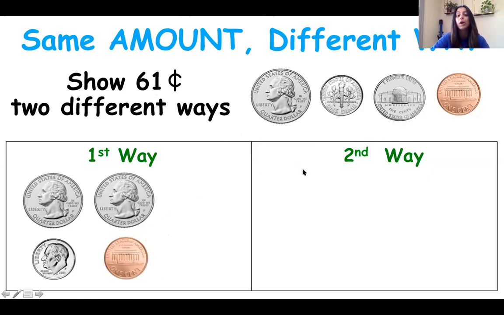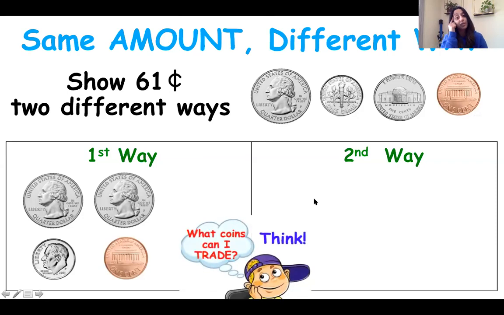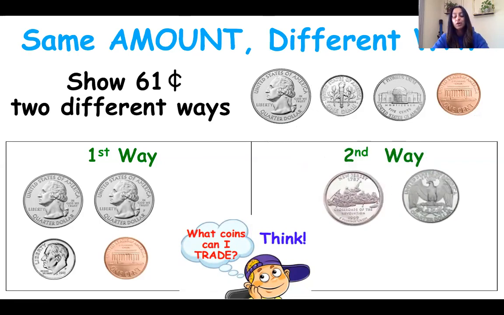Now we need to show a second way to make 61 cents. So now is the time to think. What coins that I have in my first way can I trade in my second way, right? Think about it. What can I trade in my second way? I'm gonna start with a quarter. I'm not gonna trade my quarter yet. I feel like there's something else I can trade. I'm also gonna keep the second quarter. So the 2 quarters I'm gonna keep to make 50 cents.